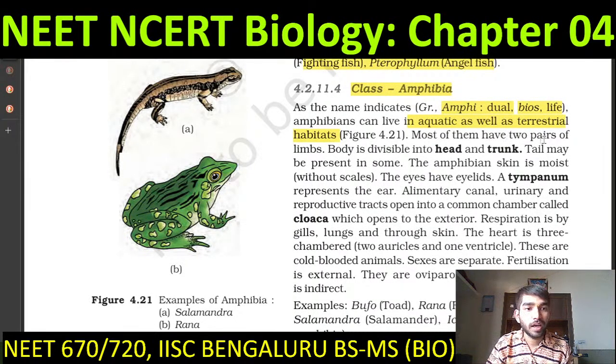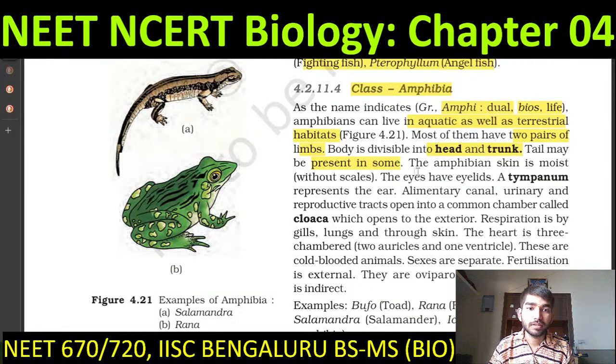Most of them have two pairs of limbs, like they are basically coming under tetrapods, so they have four limbs in total, which is two pairs. Body is divisible into head and trunk. Tail may be present in some because in the tadpole stage they had tail, but in the frog this tail is lost. But in salamander this tail remains.